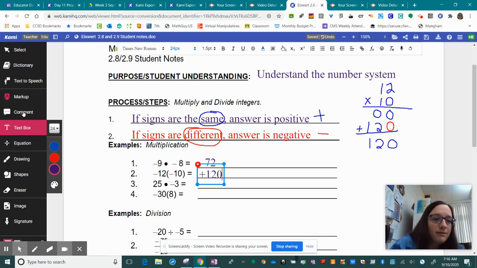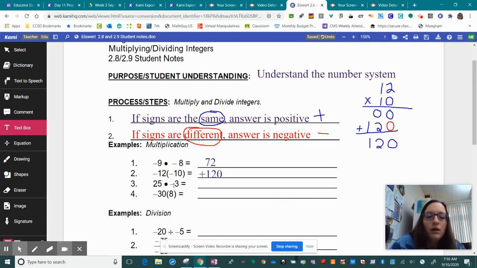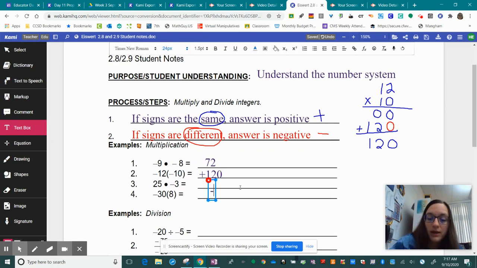Now, number 3 is different. They have different signs. 25 is positive, 3 is negative. So if the signs are different, the answer is negative. So we know right away that our answer is going to be negative. Now, what is our number going to be? All right, I'll show you the mental math first before we write it out this time. Don't get scared of the 25.